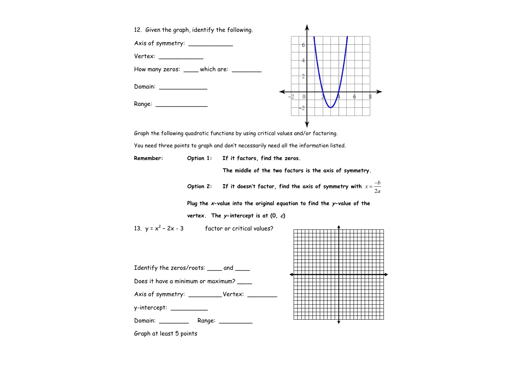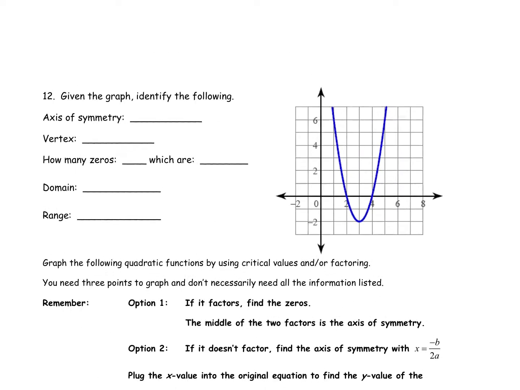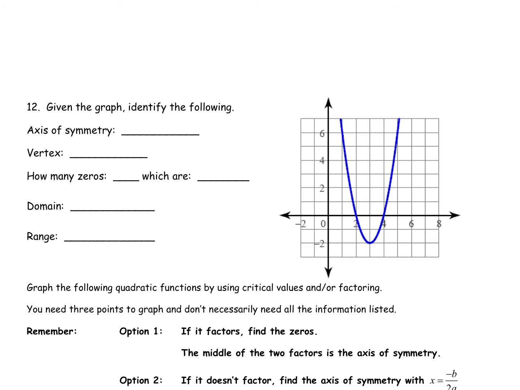All right, let's look at number 12. So we're given the graph, identify the following. First, our axis of symmetry. What would our axis of symmetry be? So axis of symmetry goes right through the center of our graph here. 3. So x is equal to 3 because it's a line and it goes through x at 3. What's our vertex? Perfect. 3, -2.